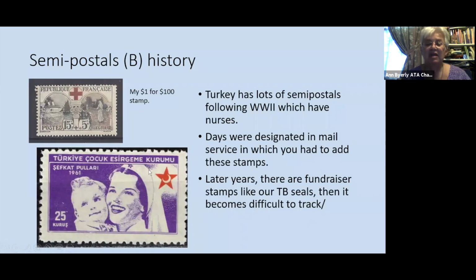Semi-postal history. Turkey has a lot of semi-postal stamps because there were certain days that were designated in the mail service. You had to add the stamps. So there was a lot of supportive fundraising in using these stamps on the mail.